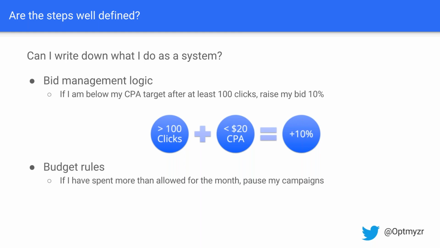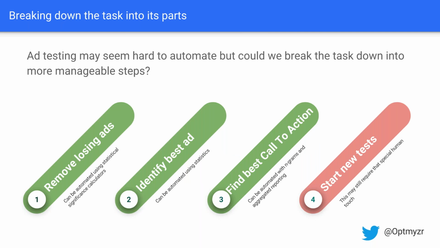Same thing with budget rules. If I have spent more than a certain allowed budget for the month, pause campaigns. That's very easy to write down as a system. So this tends to be the type of stuff you can automate. Now, there are some other things that may not seem so automatable, like ad text testing. A lot of people might think that's not something we can automate, but actually, if you break the task of ad testing into its components, you might be able to automate quite a bit of that. So ad testing for me looks something like this. First, I want to remove all of my losing ads.